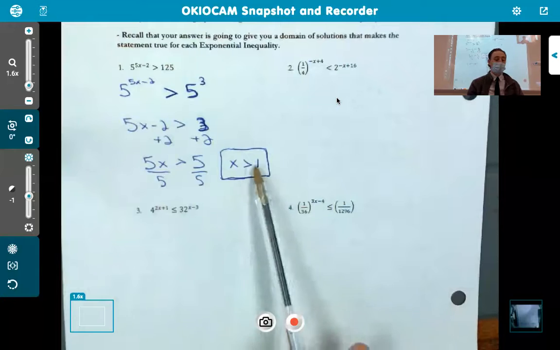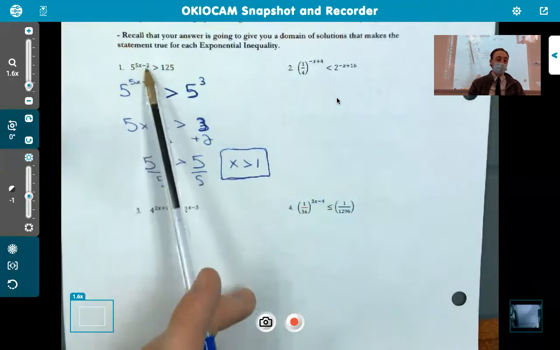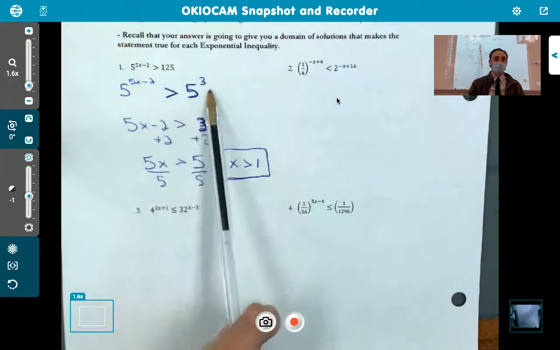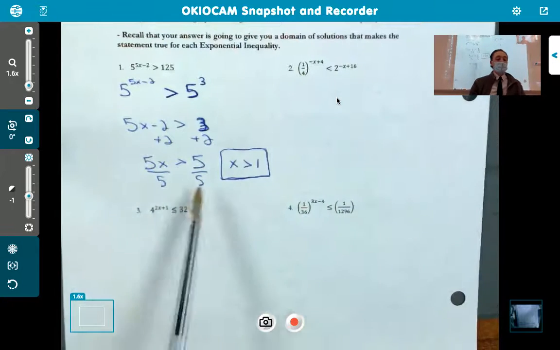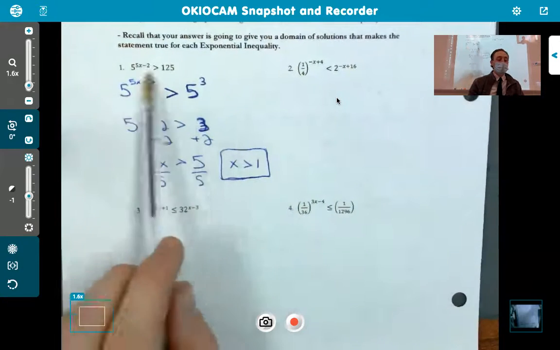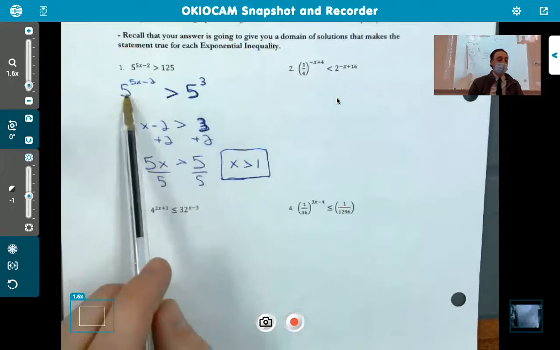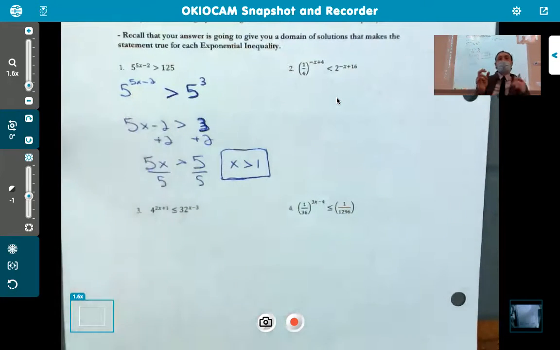For example, if I plug in 2, well, 5 times 2 is 10, 10 minus 2 is 8, 5 to the 8th power is obviously going to be greater than 5 to the 3rd power, right? And what I would suggest doing, I know I'm kind of harping on this point, but I would suggest plugging it into the formula that you have the same base. Or you can just kind of compare the exponents rather than comparing the values that you get.